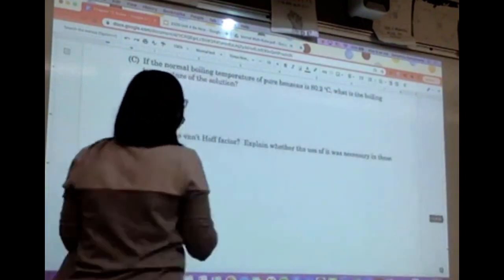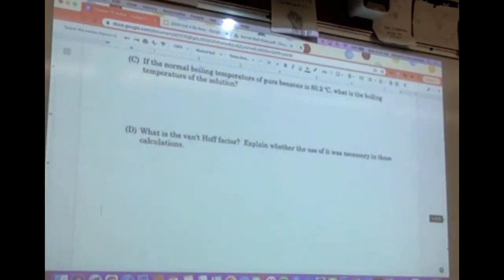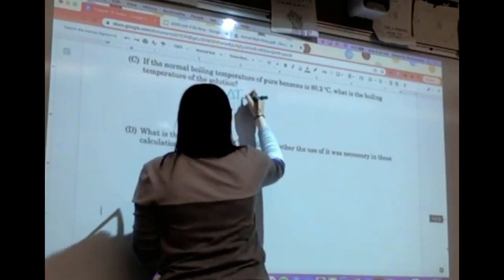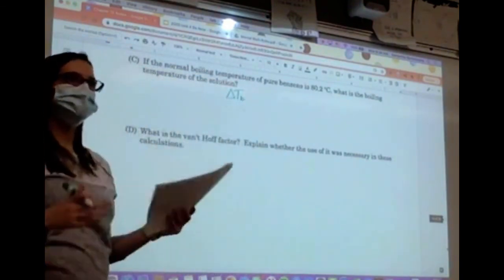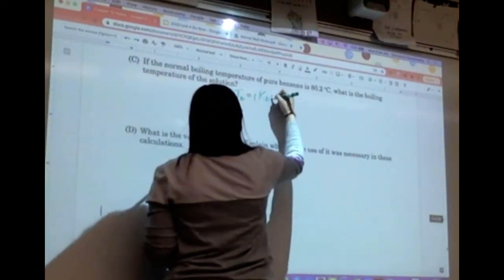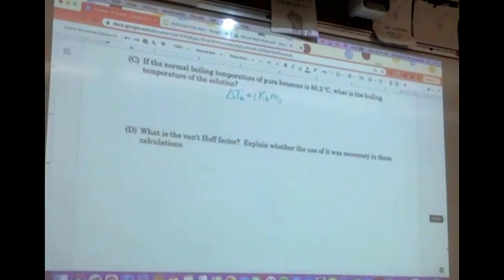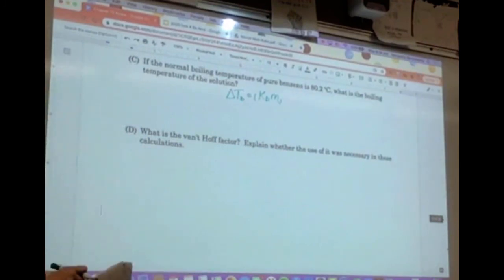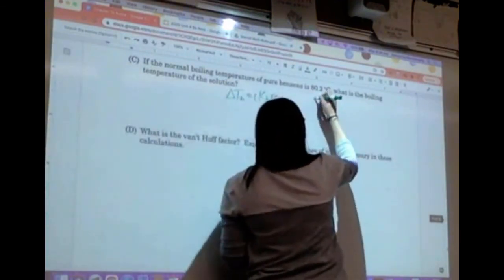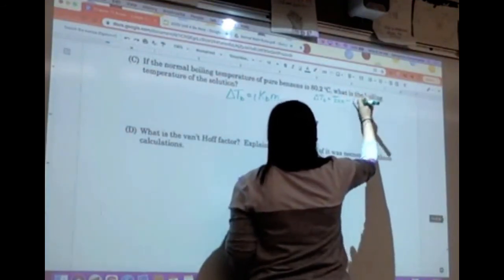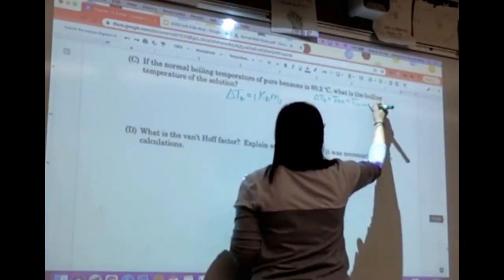In this problem, this is similar to freezing point. The equation is almost identical, with one small difference. If we're looking at boiling point, the change in boiling point, delta T B, is i times KB times molality. There's no negative because boiling point goes up, so it needs to be a positive number. Delta T B, if it's final minus initial, is the boiling point of the solution minus the boiling point of the pure solvent.